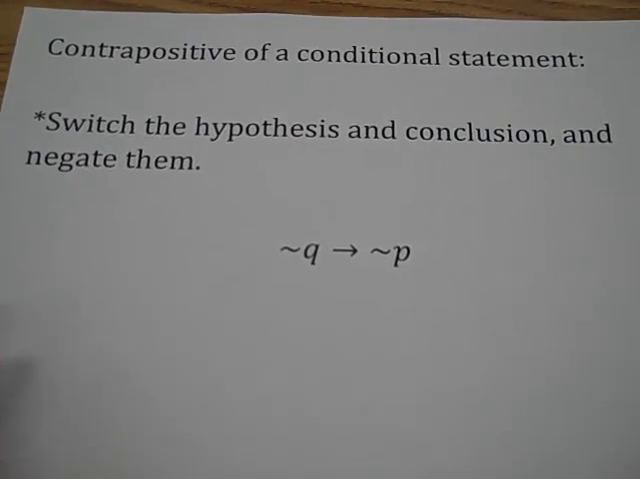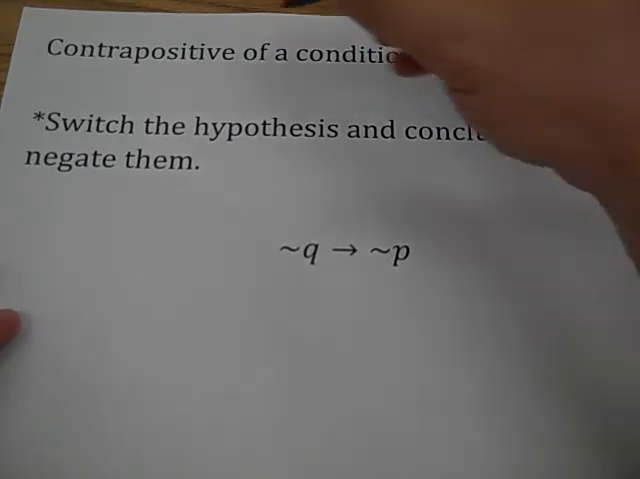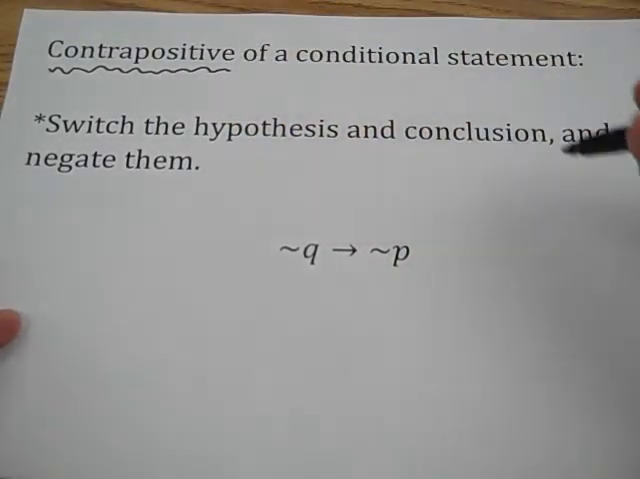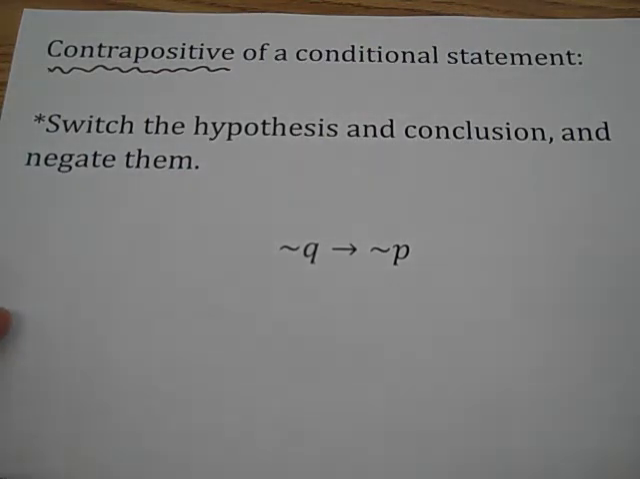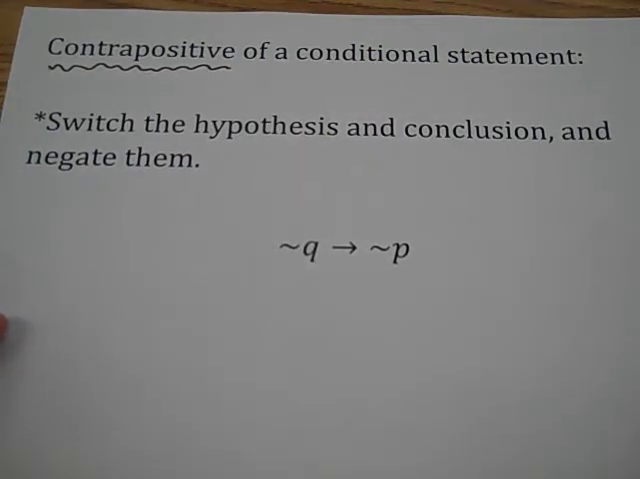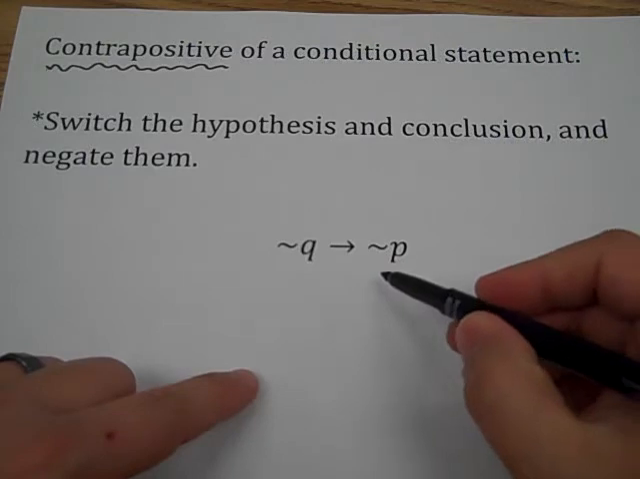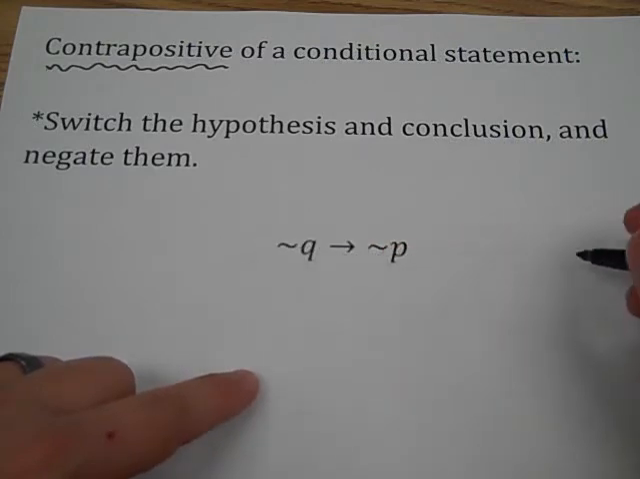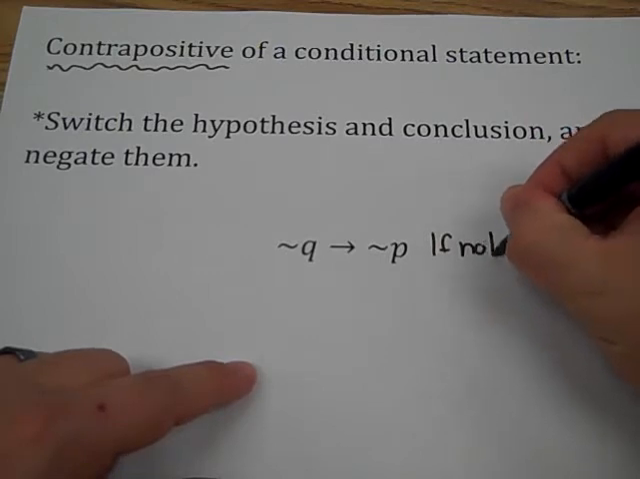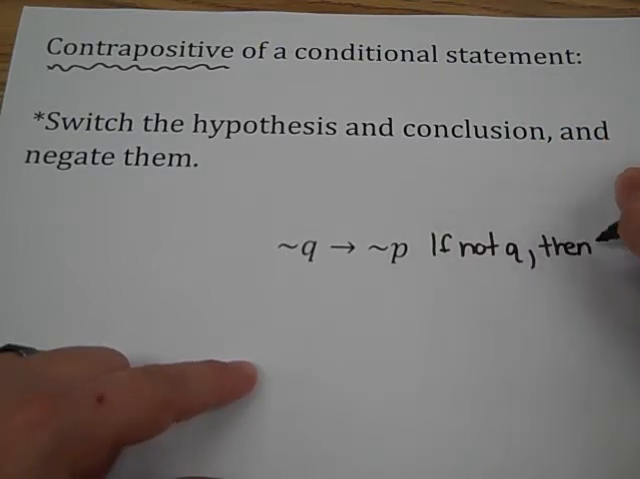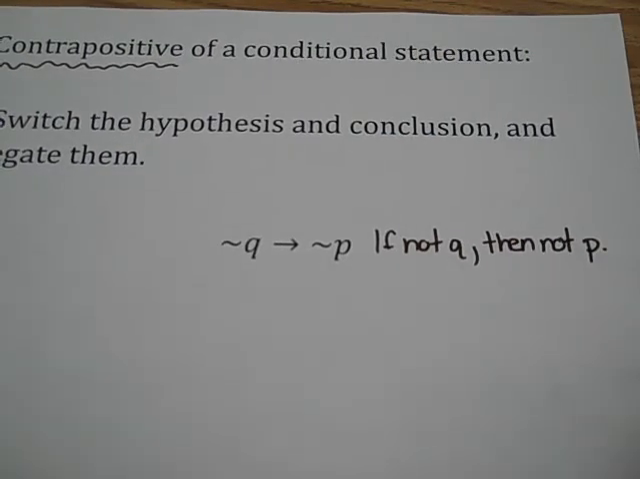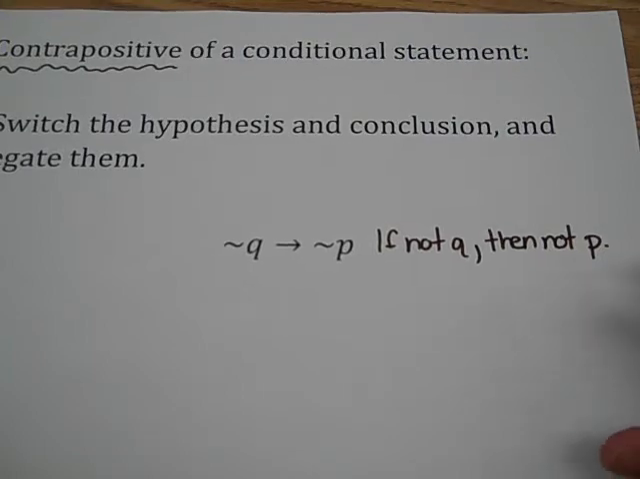The last related conditional statement here is called a contrapositive. The contrapositive, long, confusing word, is really just the converse and the inverse at the same time. So I switch P and Q and then I negate them. So if you see, I switched P and Q and then I negated them using the little squiggly. So this says if not Q, then not P. So I can sort of combine the converse and the inverse, and that makes what we call the contrapositive.